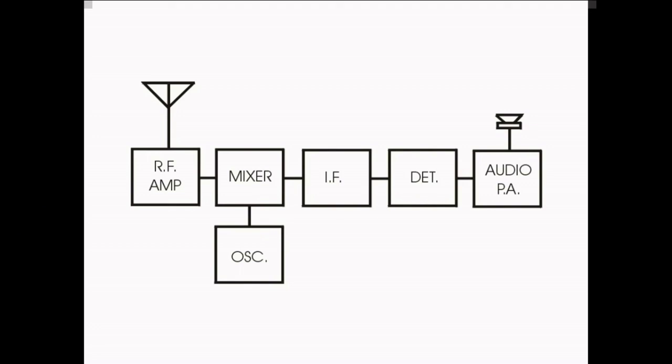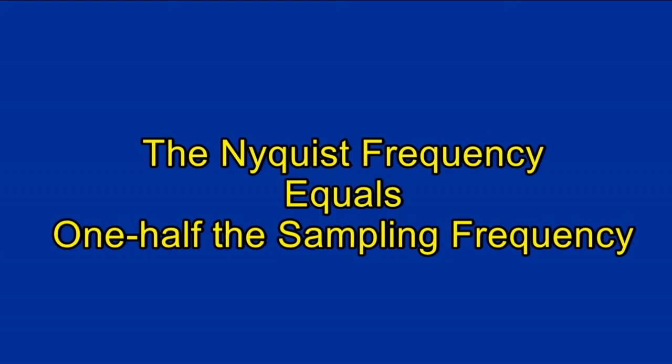I said earlier that this I and Q technique eliminated the need for a front-end filter to reject those unwanted images created in the superhet. That's true, but now we have another problem. Remember the Nyquist frequency I mentioned earlier, one-half the sampling frequency? It turns out that if we allow any frequencies above the Nyquist frequency into our analog-to-digital converter, it mistakes them for lower frequencies. Can't have that.